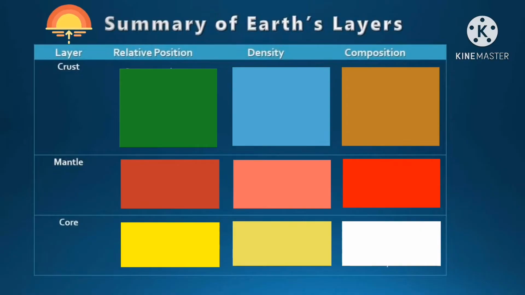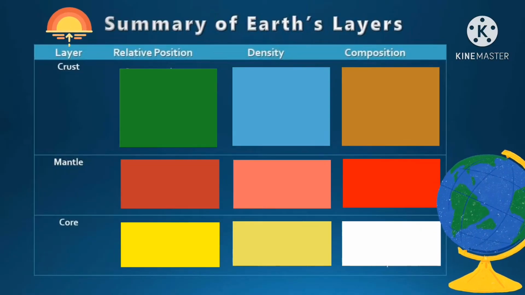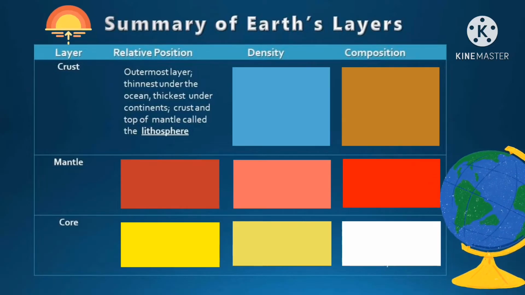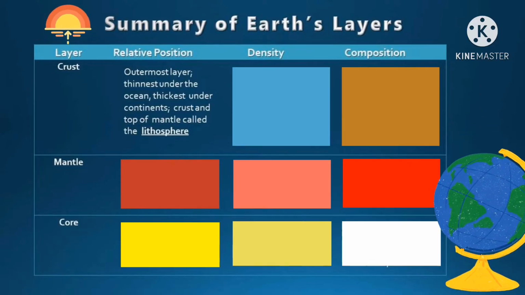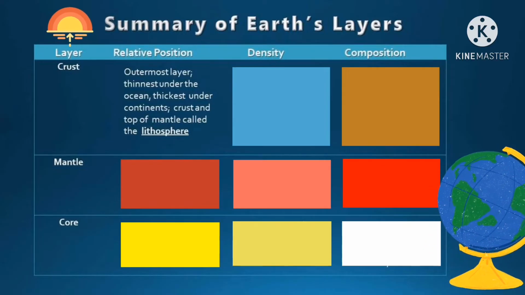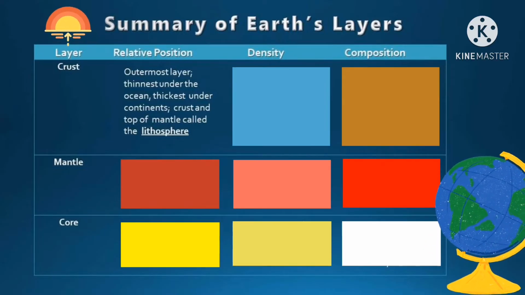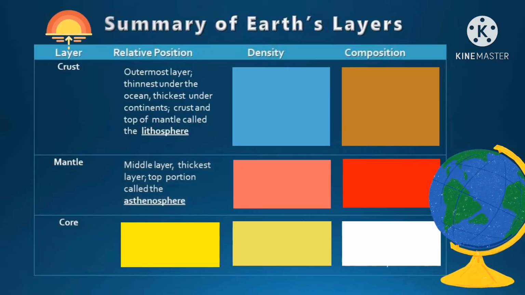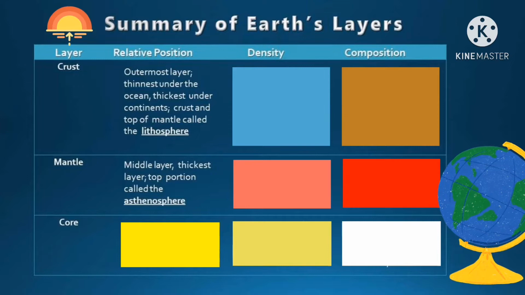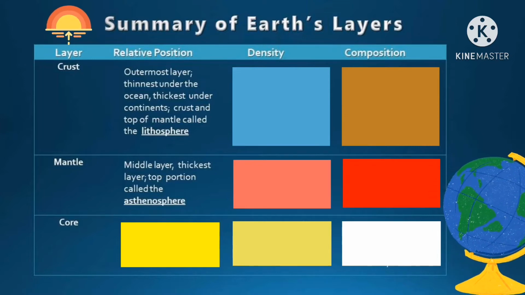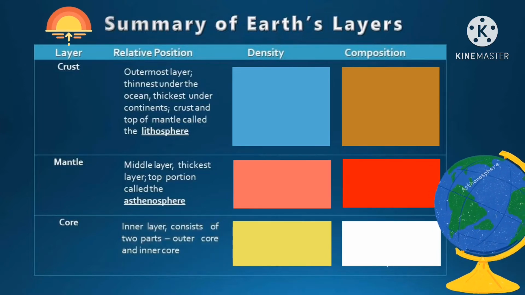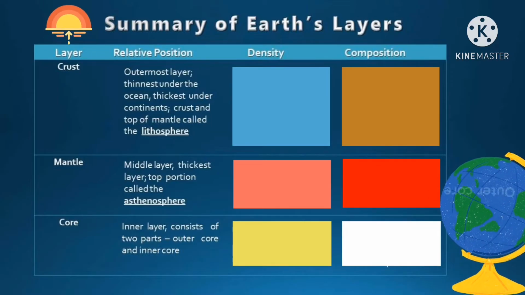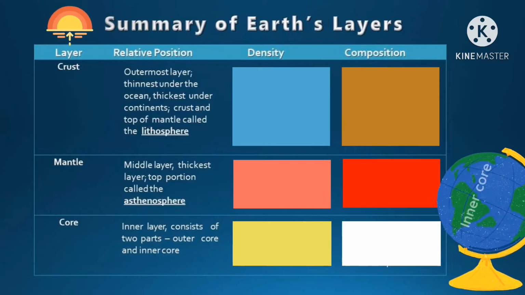Here is the summary of the Earth's layers. Regarding the relative position, crust is the outermost layer, thinnest under the ocean, thickest under the continents. Crust and top of mantle are called lithosphere. For the mantle, middle layer, thickest layer, top portion called the asthenosphere. Core, the inner layer, consists of two parts, the outer core and inner core.